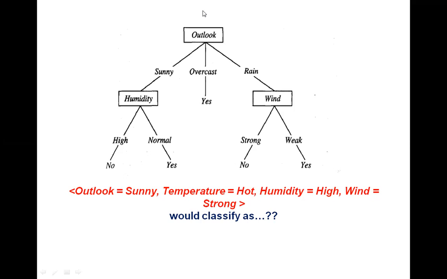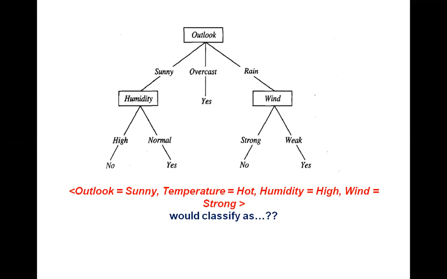So let's see. Outlook is equal to sunny, it is saying. Outlook is equal to sunny. We'll come here. Okay, next humidity. Humidity is high. Okay, if humidity is high, what is the result? The result is no. Is it clear? Outlook is equal to sunny, and humidity is high. So the result is no.